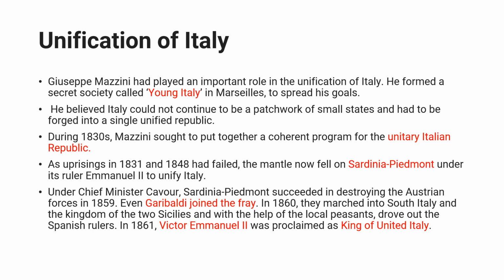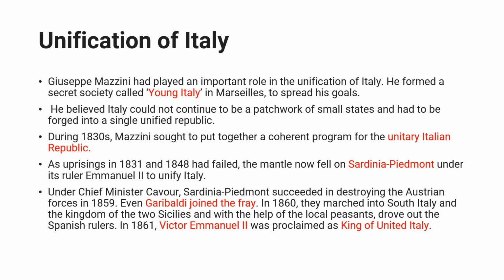Unification of Italy. Giuseppe Mazzini played an important role in the unification of Italy. He formed a secret society called Young Italy in Marseilles to spread his goals. He believed Italy could not continue to be a patchwork of small states and had to be forged into a single unified republic. During the 1830s, Mazzini sought to put together a coherent program for the unitary Italian Republic.